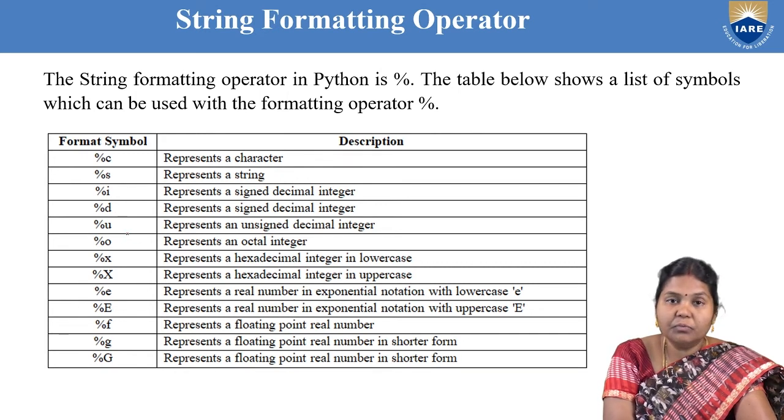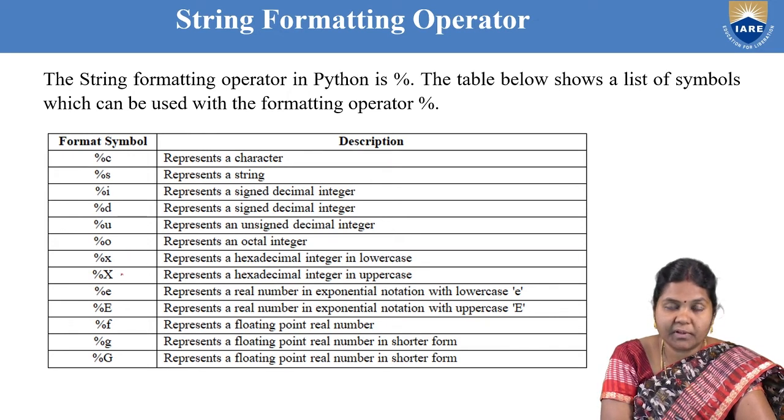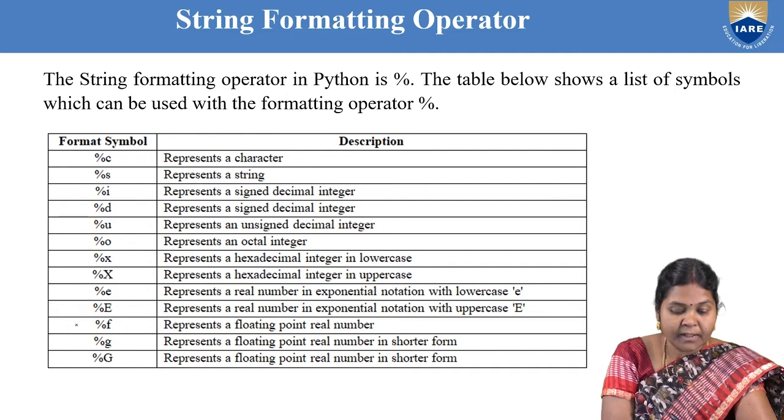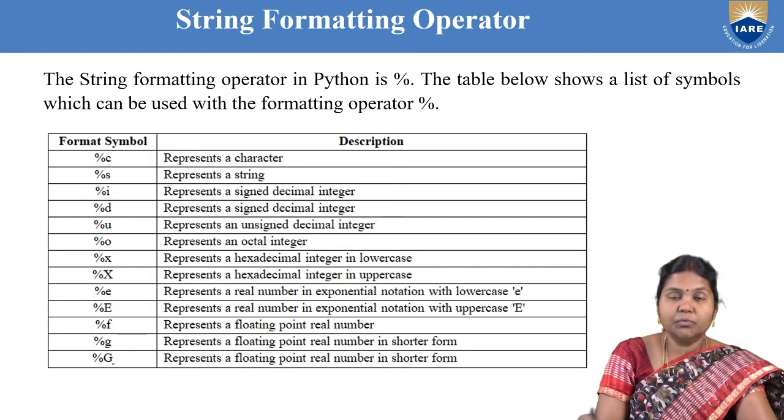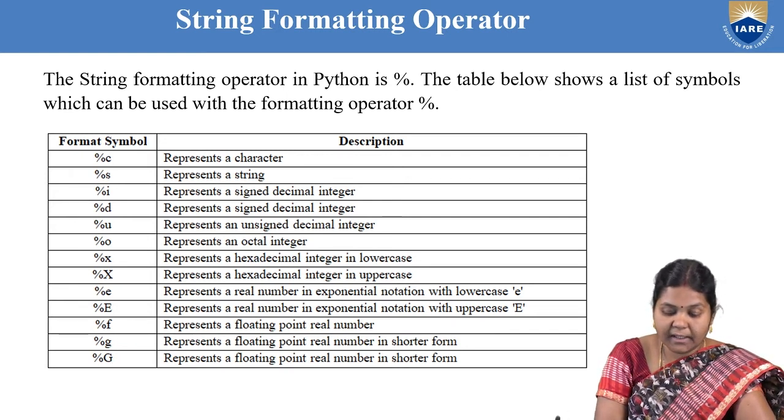Then %u is for an unsigned decimal integer, and %o is for an octal integer. Small x and capital X are for hexadecimal integers. Small e and capital E are for the exponential form of a floating point number. %f is for a floating point number. %g and %G are also used for floating point numbers, in a shorter form. So these are the different formats you can use in Python.